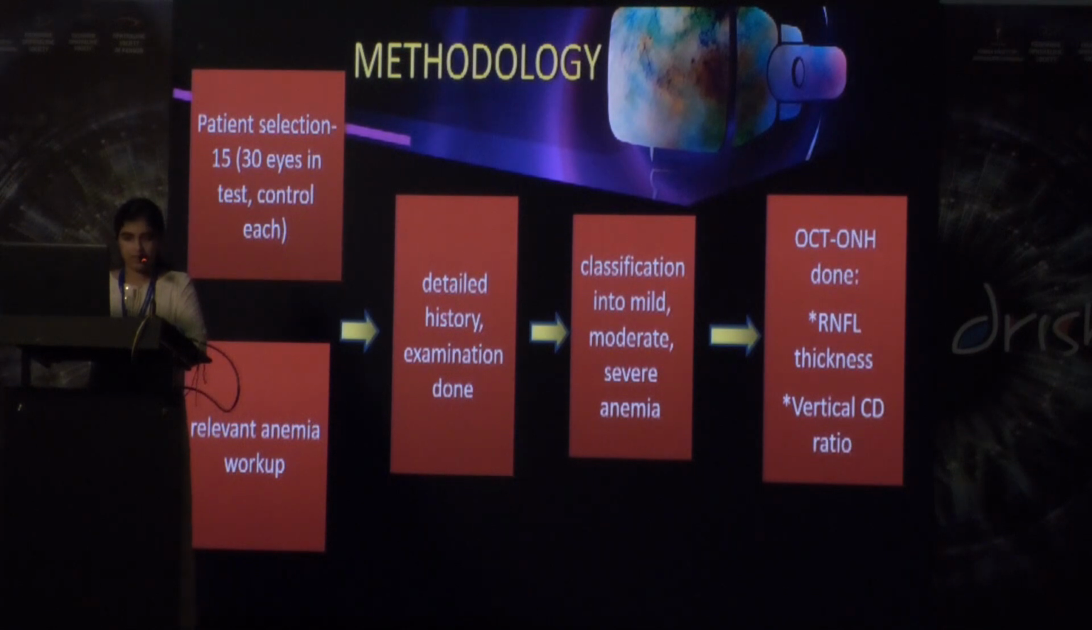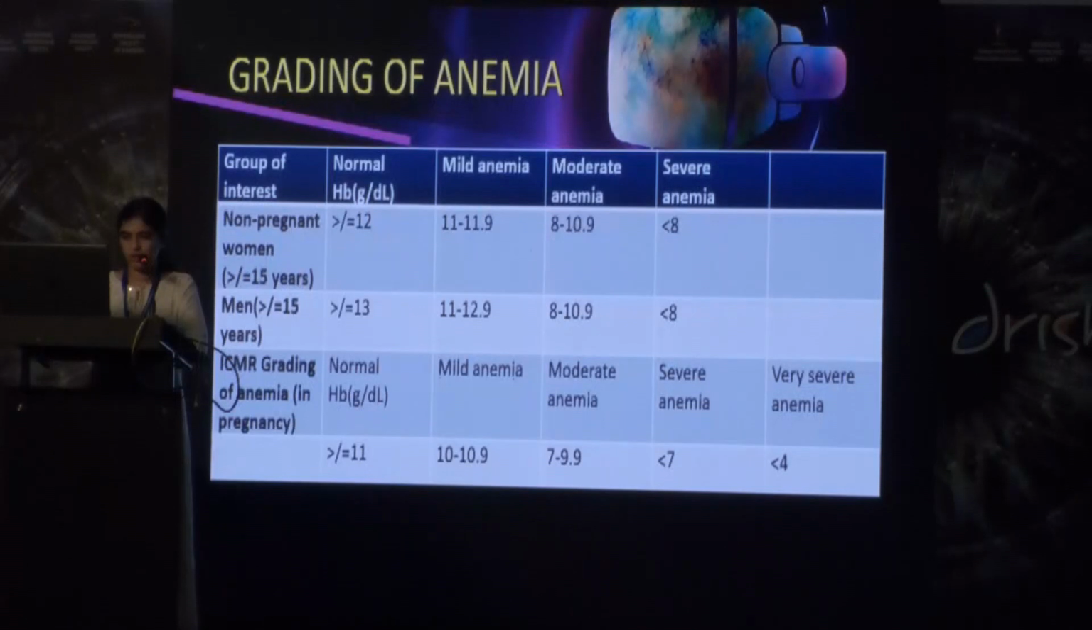Coming to my methodology, the patients were selected based on these criteria, 15 in each group, and then the relevant tests for anemia workup were done. And finally, these patients underwent detailed history and evaluation, and ophthalmic examination. Then they were classified into mild, moderate, and severe anemia based on WHO classification. Then they were subjected to OCT of the ONH, and RNFL thickness and vertical cup disc ratio were noted. This was the WHO classification which was used in my study.